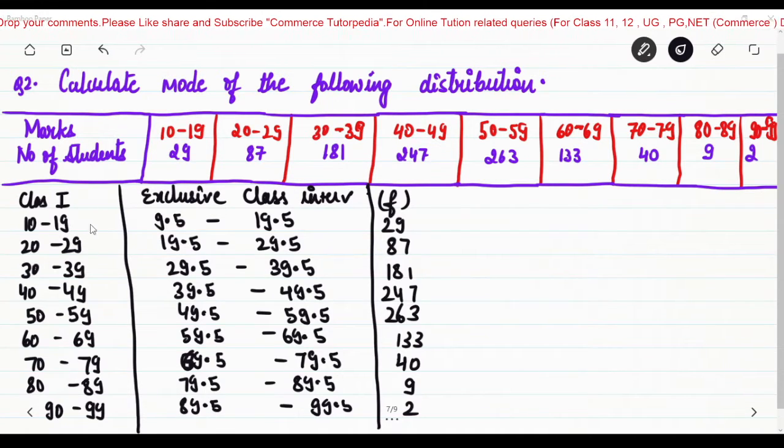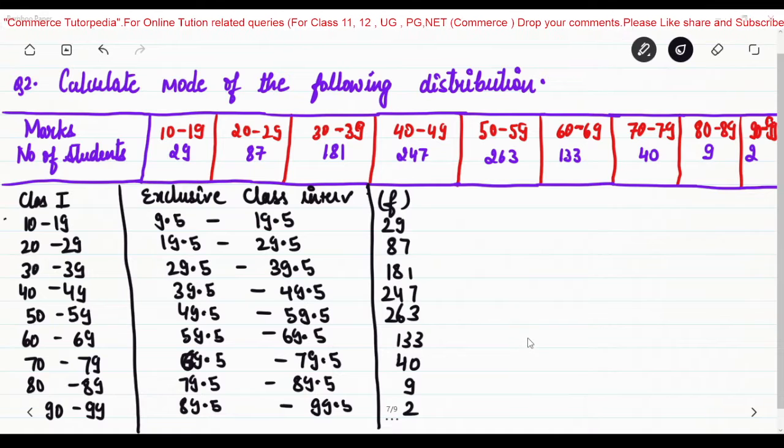In order to make the class interval continuous, we will subtract 0.5 from the lower limit, and we will add 0.5 to the upper limit. And we are going to follow the same procedure with all other class intervals. When we do this, we see that we will have continuous frequency. You can see when I subtract 0.5 from 10, I get 9.5, and when we add 0.5 to 19, we get 19.5. If we follow the same procedure, we will get the continuous series. Then we will write all the frequencies.